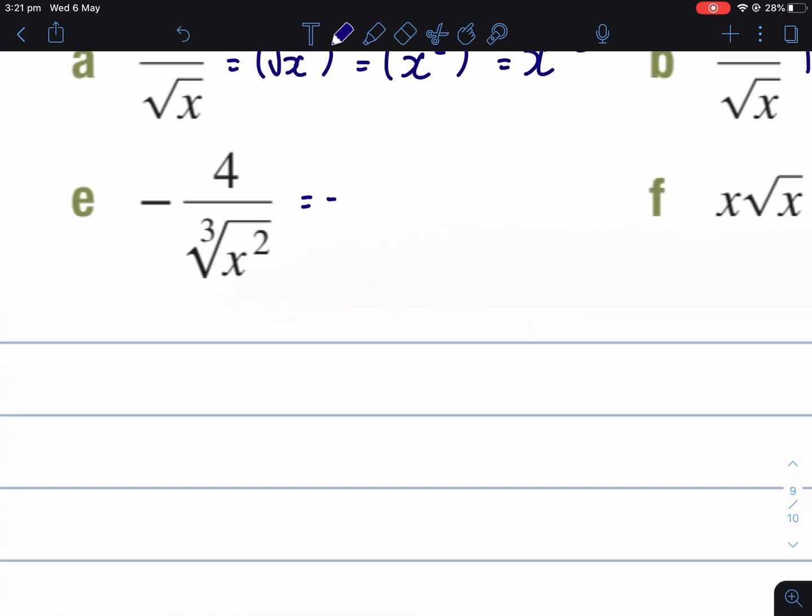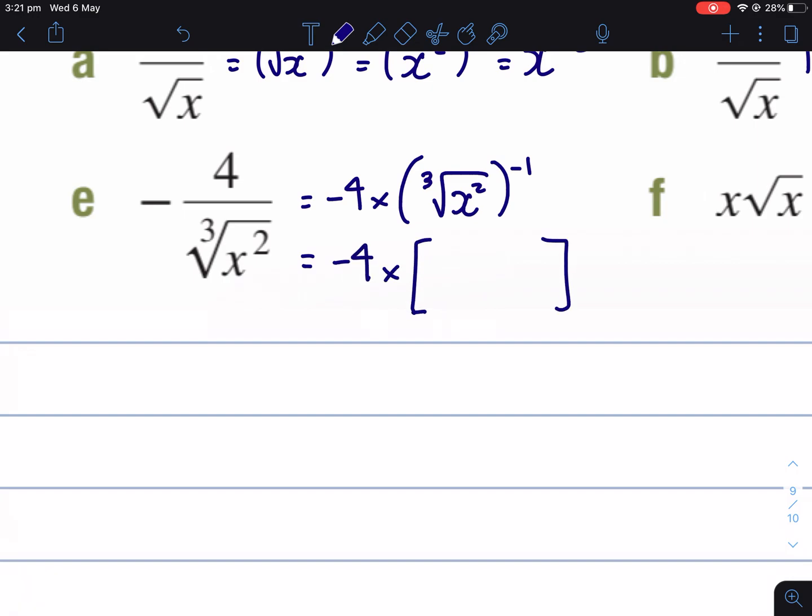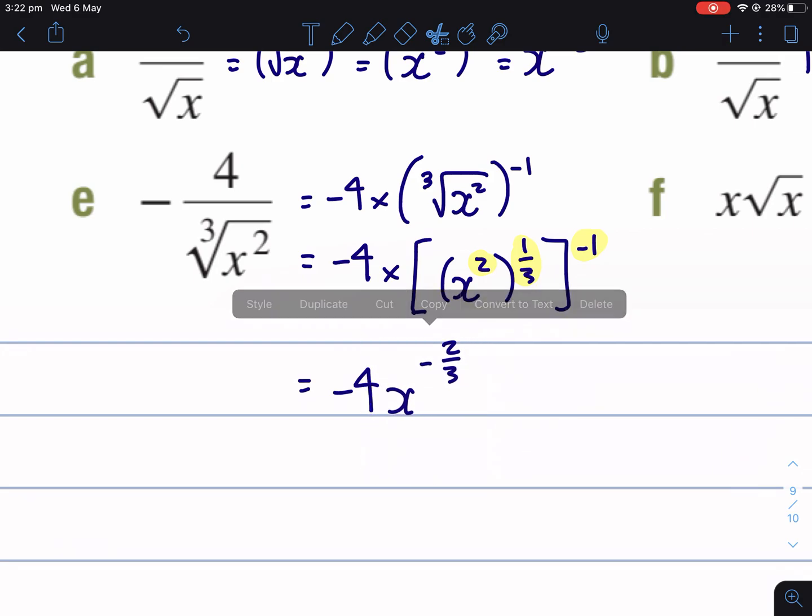This time we've got negative 4 times the cubed root of x squared to the negative 1. Now this is negative 4 times x squared to the third. Which means we've got negative 4 times x, and we're going to multiply 2, a third, and negative 1. And that gives us negative 2/3. We just don't bother writing the multiply, so let's move this over. There we go.